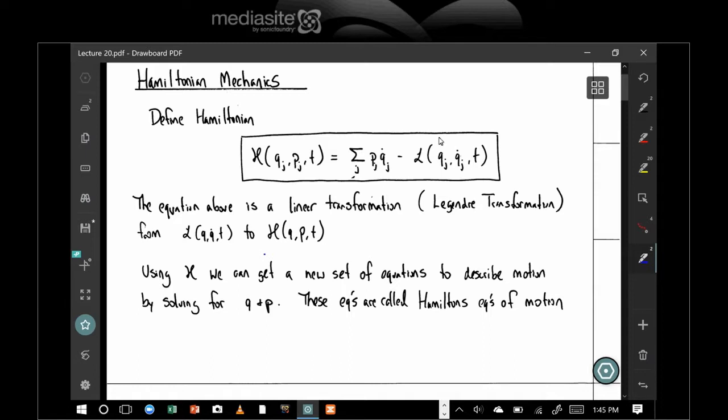Now, this equation here is basically a linear transform, or in some fields, it's called a Legendre transform, or transformation. And basically what it does is it converts a function L, which is a function of q, q dot, and time, to a new function H, which is a function of q, p, and time. All right. Now, the only time the Hamiltonian is going to be conservative, we'll talk about when it'll be conservative, but the gist of that story is that the Lagrangian cannot be an explicit function of time. Okay, that's one, and we'll talk about different ones. So this Hamiltonian can be the total energy for a specific case.